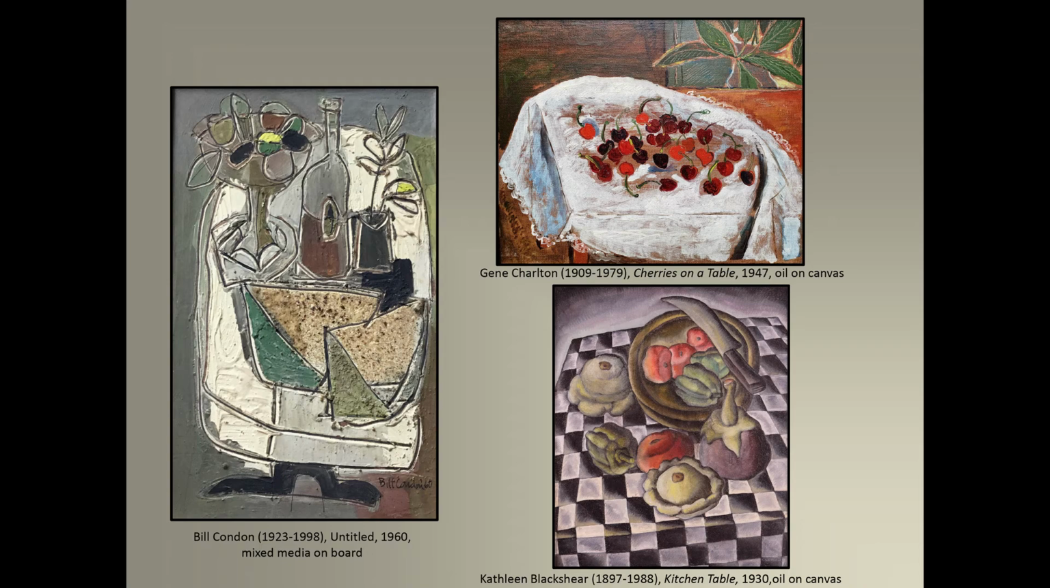Kathleen Blackshear, in 1930, painted this kitchen table, oil on canvas. She is known for her sensitive portraits, but she also chose to make still life. Kitchen Table is the title, and the black and white tablecloth underlies an overview of realistically rendered vegetables. I believe there's an eggplant, cauliflower, bell peppers, and tomatoes. But you can notice how the composition, once again, like the other two, completely fills the picture plane.